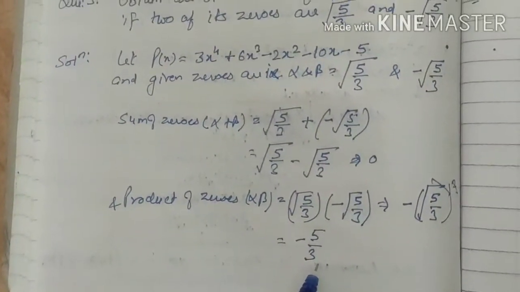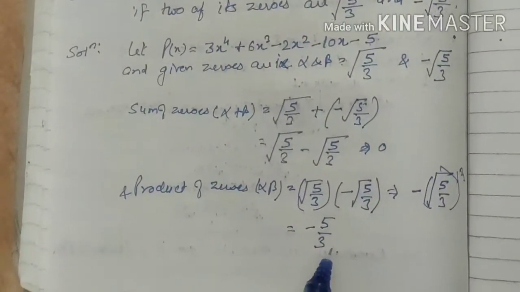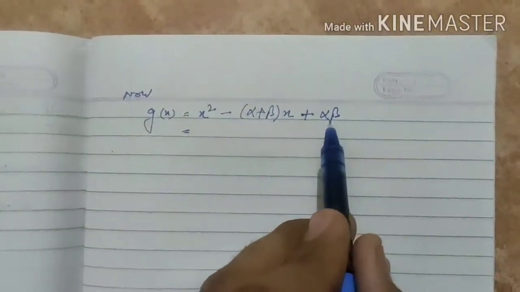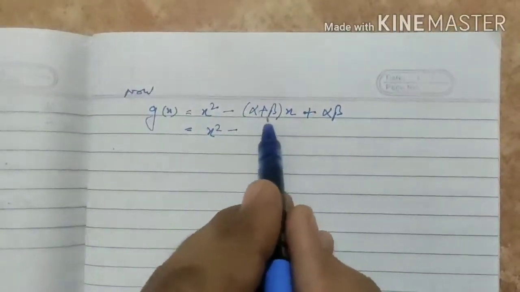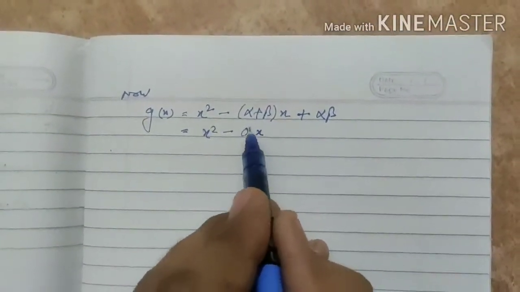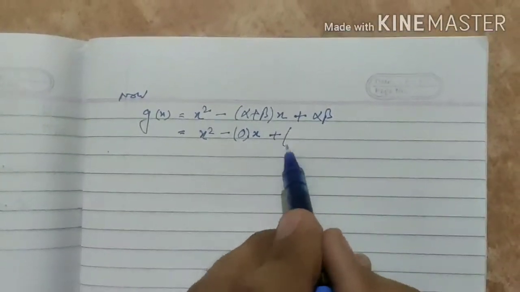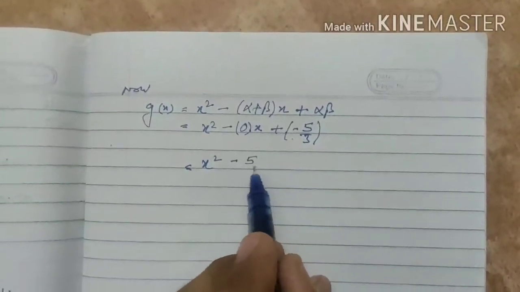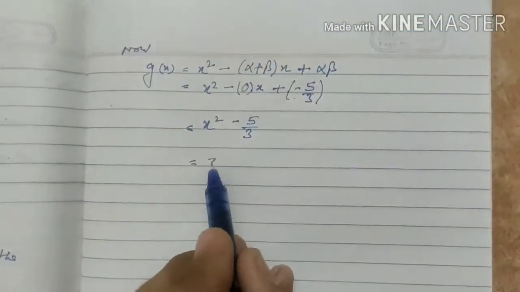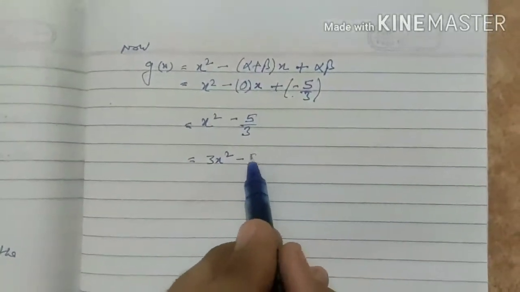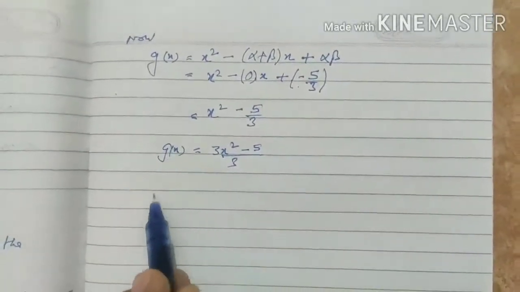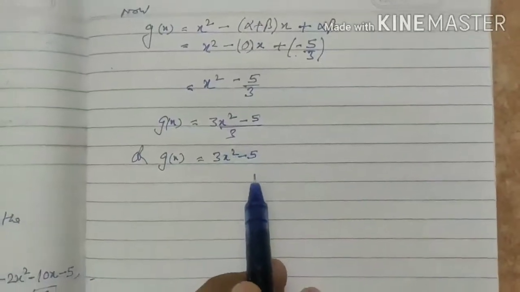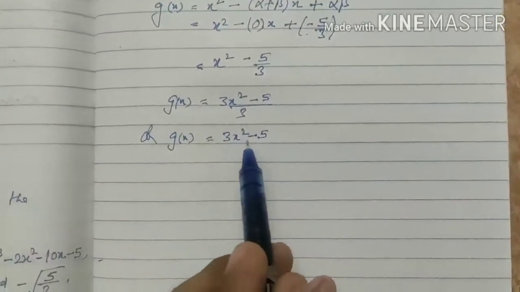So now we will form the quadratic polynomial from these relations. Quadratic polynomial, that is g(x), will be x square minus sum of zeros into x plus product of zeros. Here alpha plus beta is 0. So put 0 as sum of zeros and minus 5 by 3 as product of zeros. So x square minus 5 by 3, and taking LCM, this will be 3x square minus 5 upon 3, or we can write g(x) as 3x square minus 5. No need to write the denominator again. So the polynomial will be 3x square minus 5.